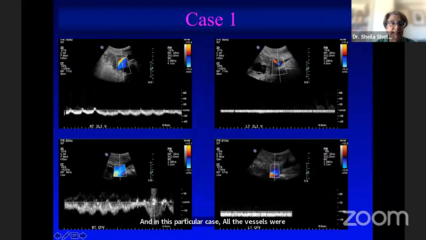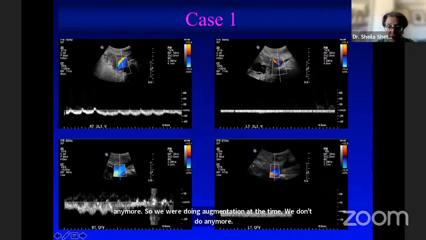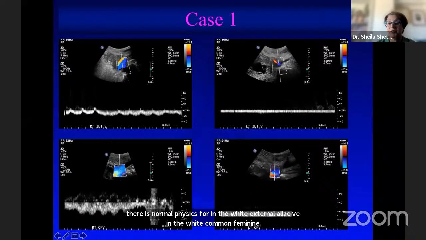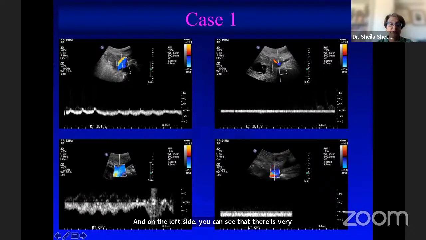So here is the right side. Again, by now, you know what I'm driving at, right? There is normal phasicity. This is an old case, so we were doing augmentation at the time. We don't do that anymore. So there is normal phasic flow in the right external iliac vein, in the right common femoral vein. And on the left side, you can see that there is very monophasic flow. And if you have both sides to compare, that's really so striking. So I think it's important to always look at the contralateral side, at least one Doppler spectrum, which is our routine.